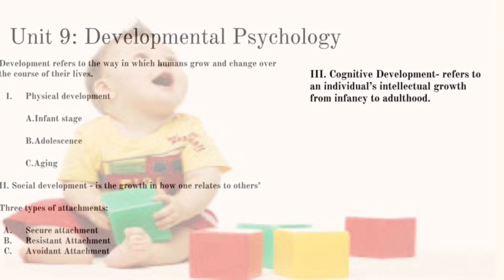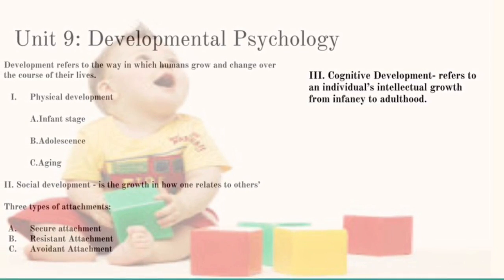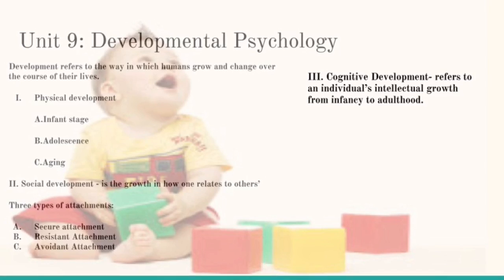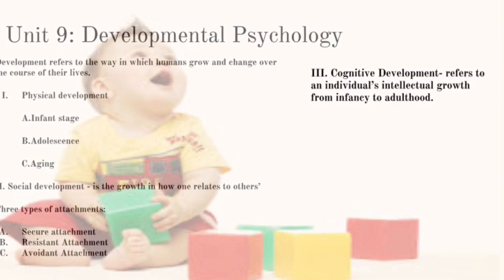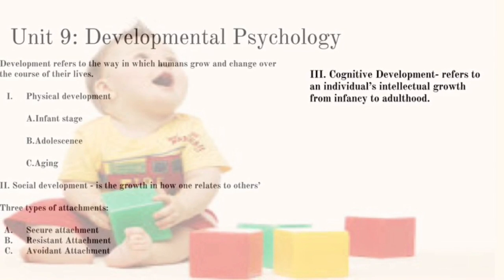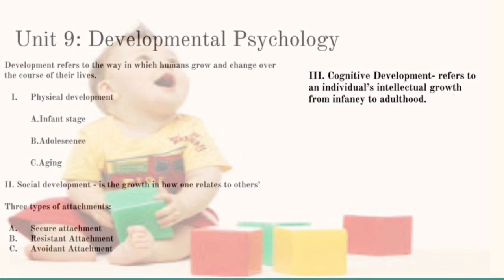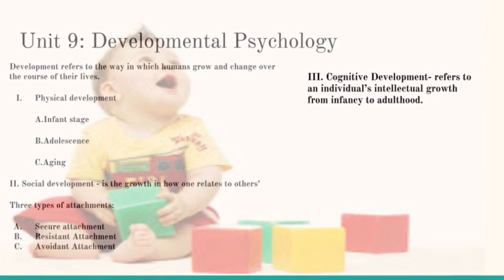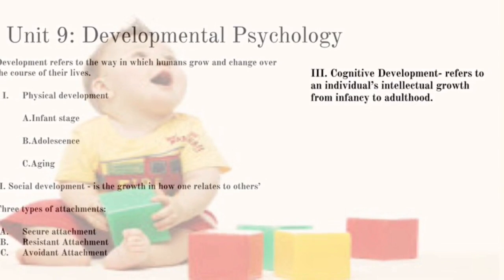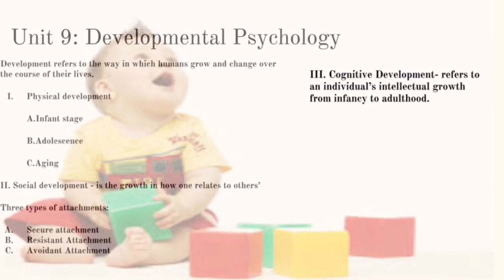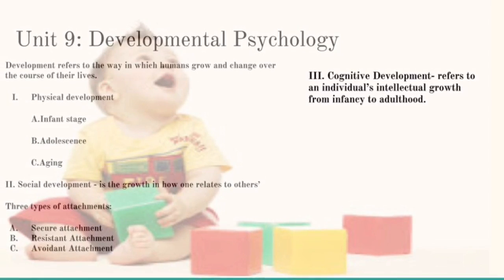Unit 9, Developmental Psychology. Development refers to the way in which humans grow and change over the course of their lives. Physical development has three stages: infant stage, adolescence, and aging. Social development is the growth in how one relates to others. There are three types of attachment: secure attachment, resistant attachment, and avoidant attachment. Cognitive development refers to an individual's intellectual growth from infancy to adulthood.